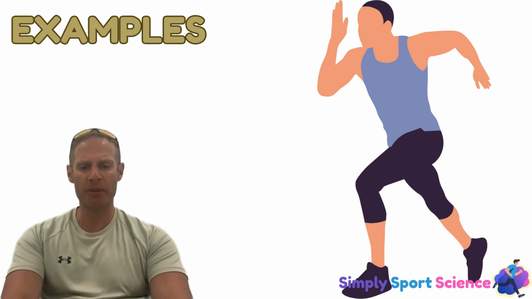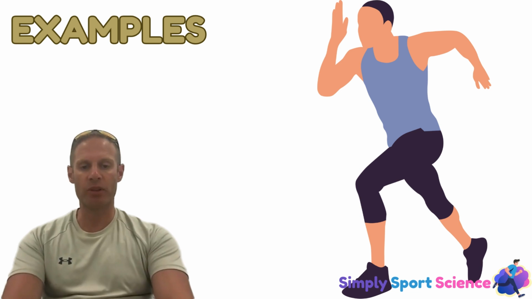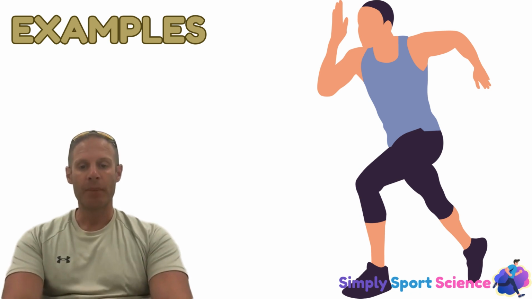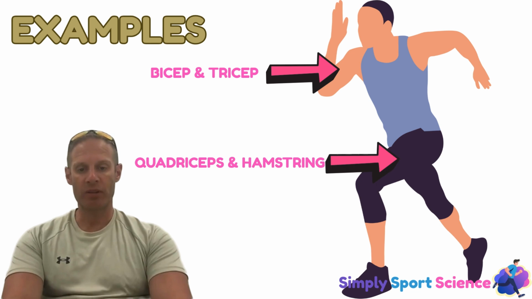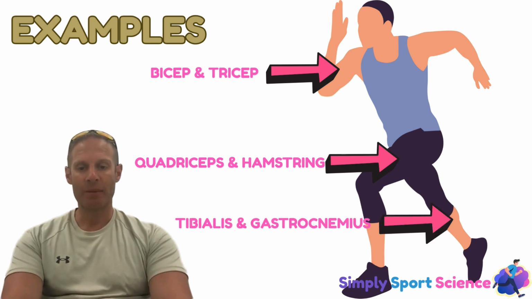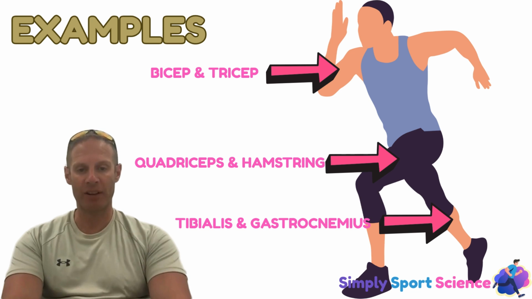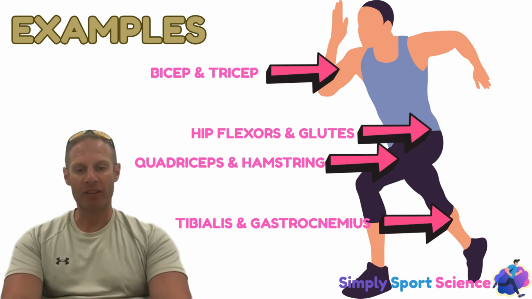Some key examples of antagonistic pairs that you could use in your answers include the bicep and tricep, which control movement at the elbow, the quadriceps and hamstrings, which control movement at the knee, the tibialis anterior and gastrocnemius, which control movement at the ankle, specifically dorsiflexion and plantar flexion, and the hip flexors and glutes, which control movement at the hip. These muscle pairs are vital for effective performance in sport.